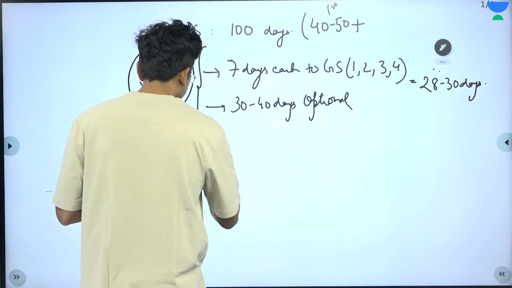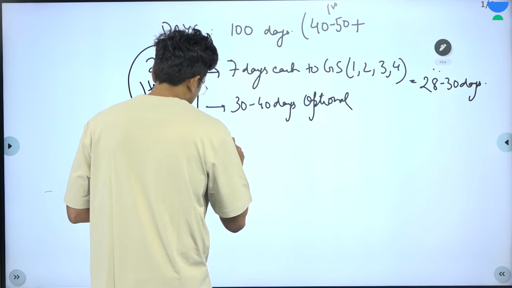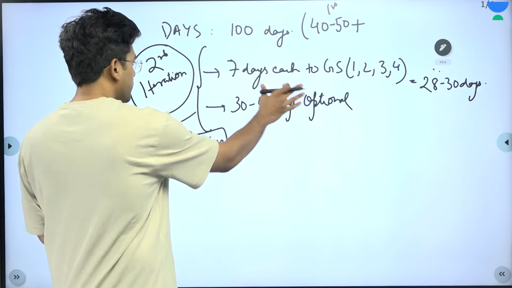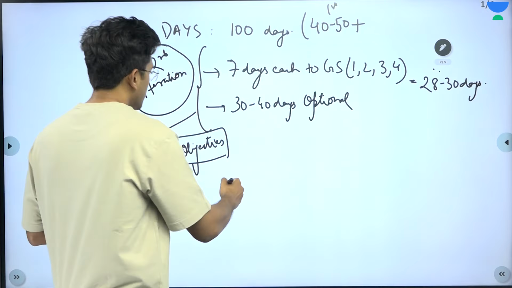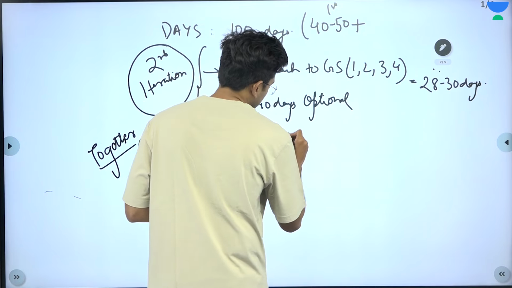So what are the few objectives of this iteration that you can plan out? Objectives of this iteration will be, now that you have done GS paper 1, 2, 3, 4, you're ready to write the second set of your mocks.